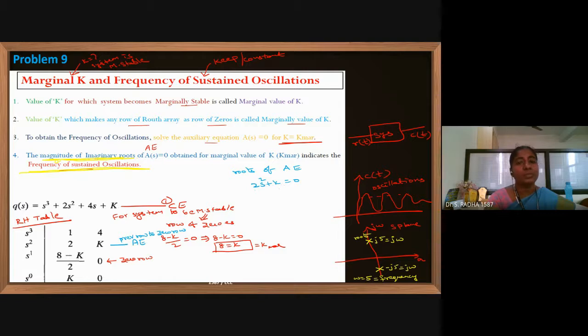And now substitute the k value. We have to take the coefficients. 2 and k are the coefficients. This is the s power 2 row.